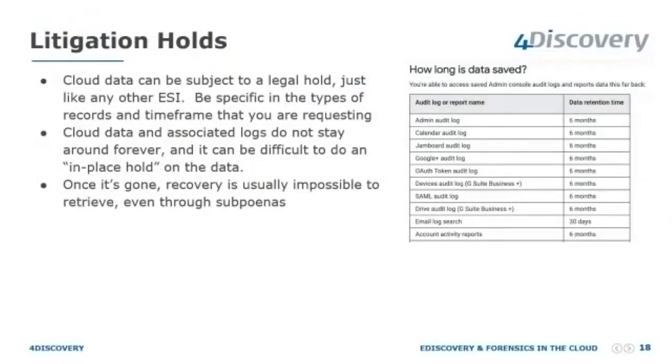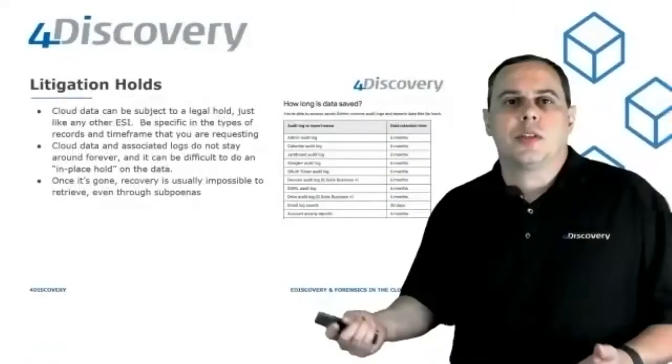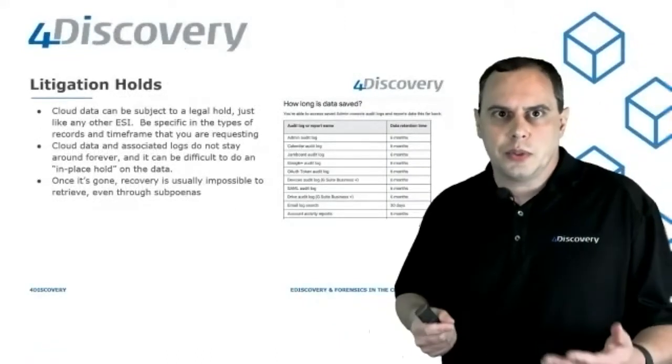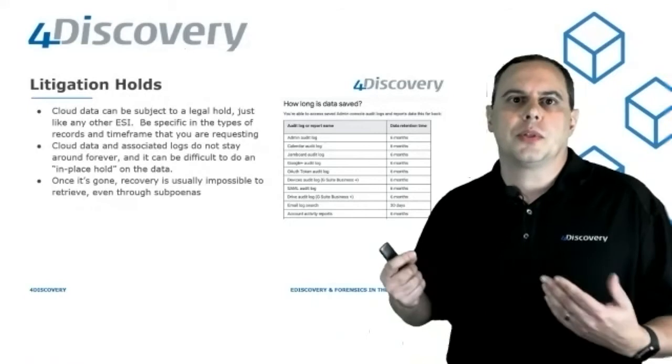If you're going to issue a litigation hold, you can do this just like any other type of ESI, but you need to be specific. A lot of the data that's stored in the cloud, especially things like audit logs and activity records, don't stay around forever. The chart on the right is an example of how long Google will keep various audit logs, and it's really only 6 months, 30 days for some of it. So once that 6-month time period is passed, they're just simply not available. You could subpoena Google, you could ask, you can try whatever you want, but they're just not available.